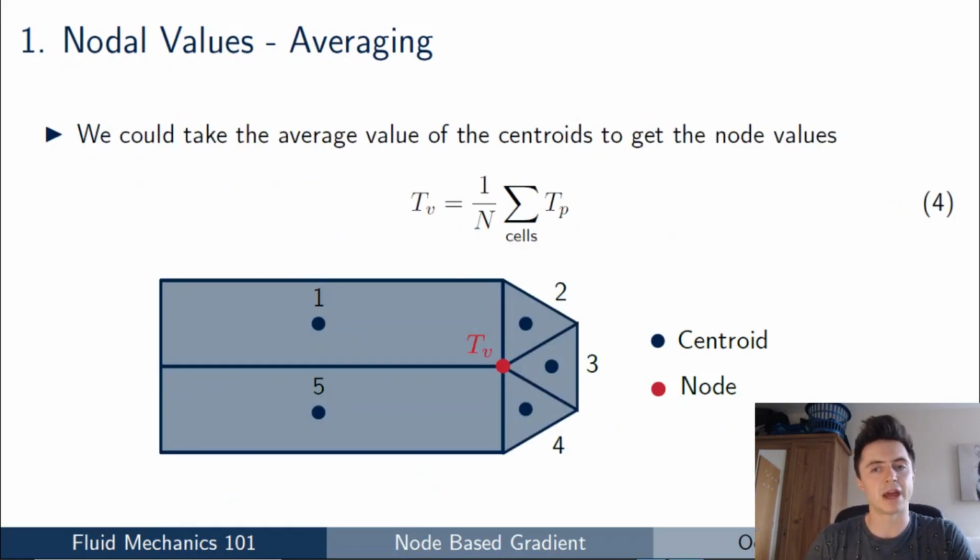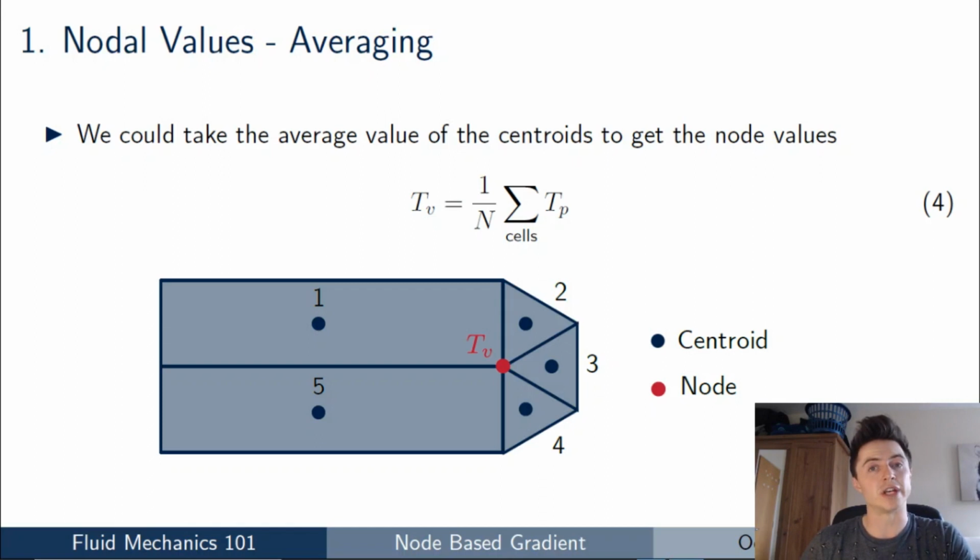Well, there are different methods we could use, and one method we could use is we could just take the average of the centroid values that surround the node. And the way I want you to think of this is if you look at the small sketch that I've got on the slide.